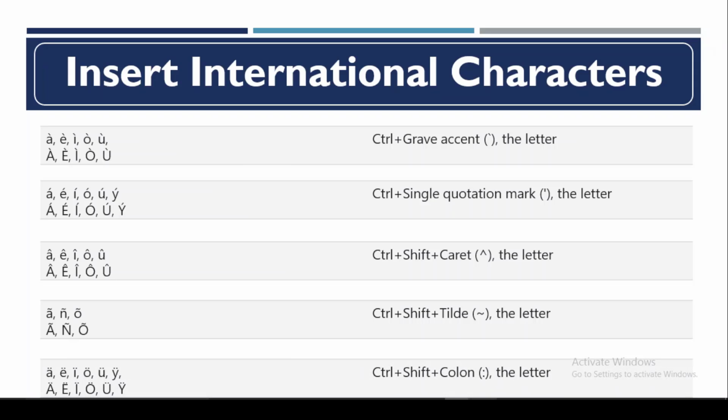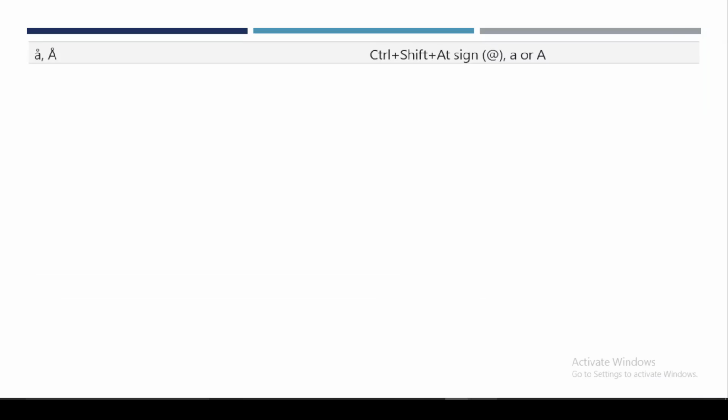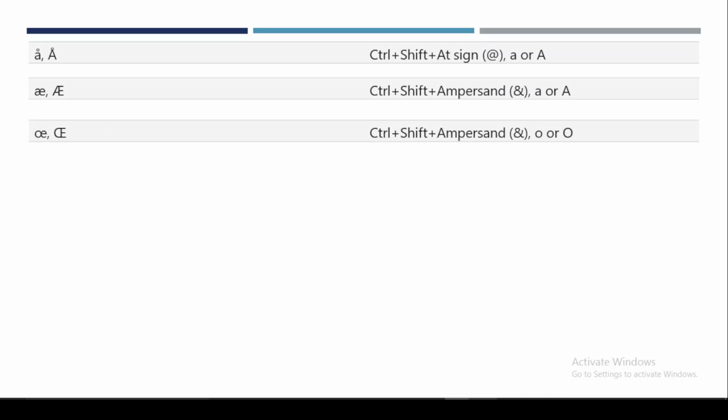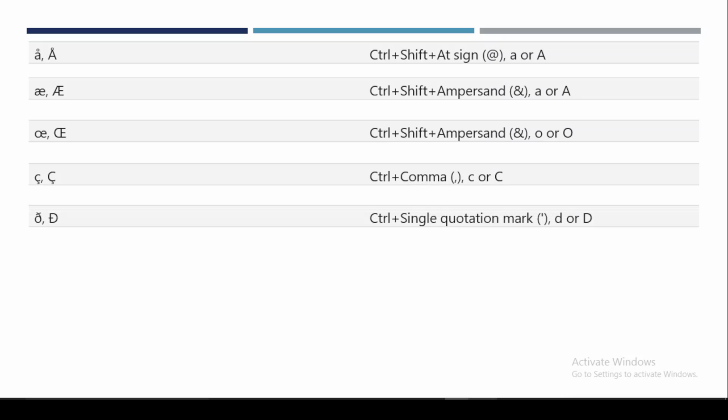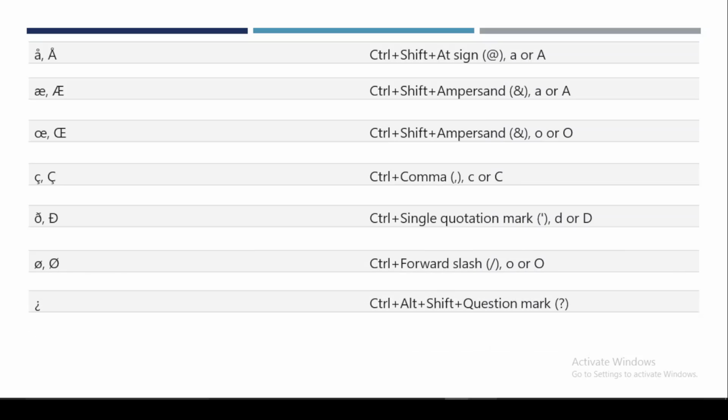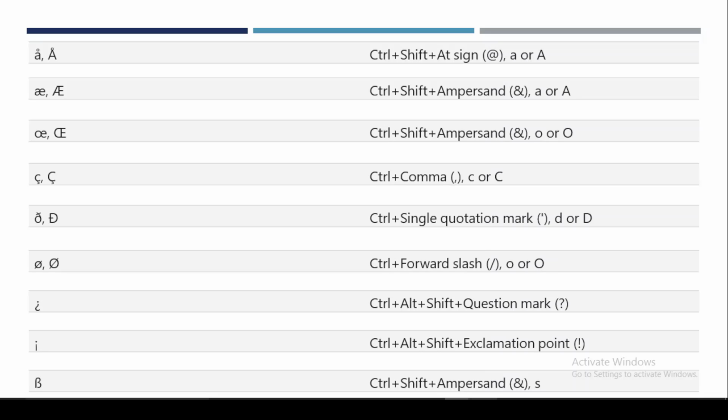A-E-I-O-U-Y, press Control plus Shift plus colon. A-A, Control plus Shift plus @ sign. A-E-A-E, Control plus Shift plus ampersand. O-E, Control plus Shift plus ampersand. C-C, Control plus comma. D, Control plus single quotation mark. O-O, Control plus /. Control plus Alt plus Shift plus question mark. Control plus Alt plus Shift plus exclamation point. SS, Control plus Shift plus ampersand.